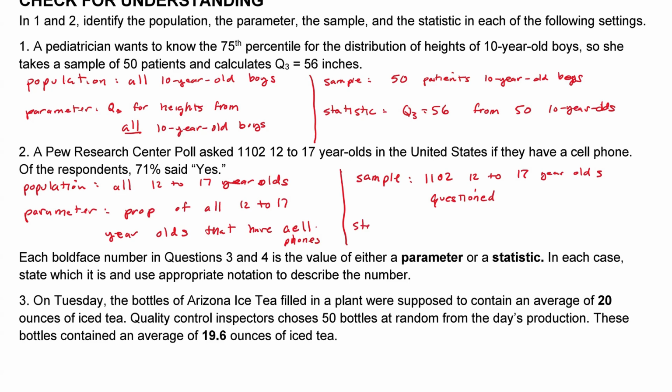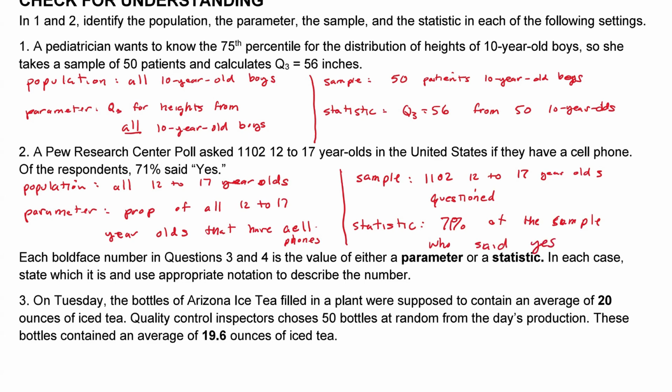And what was the statistic? What was the number that summarized that sample? That'd be the 71% who said yes. So 71% of the sample who said yes.